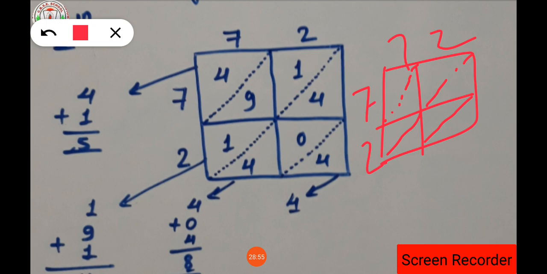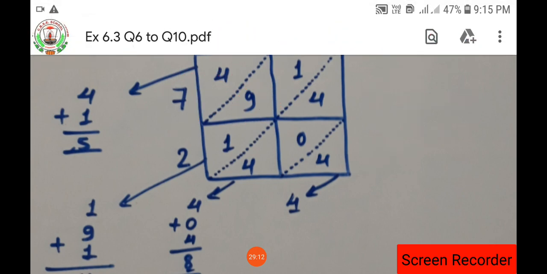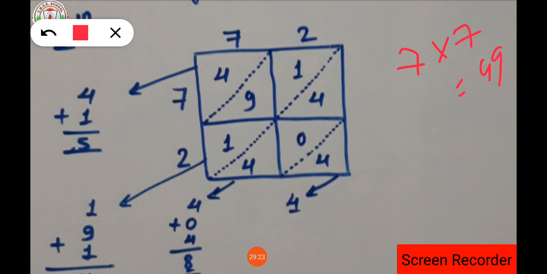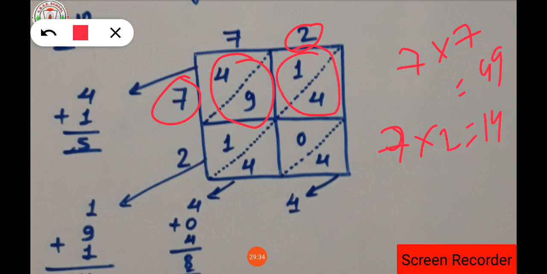Okay, now 7 into 7 is how much? 49. That 49 we will write in a square box, but in the form of a diagonal. Then 7 into 2, 7 into 2 will be how much? 7 into 2 is 14. That 14 we are going to write again in the form of a diagonal. Then 7 into 2 is 14. That 14 we are going to write in the form of a diagonal.